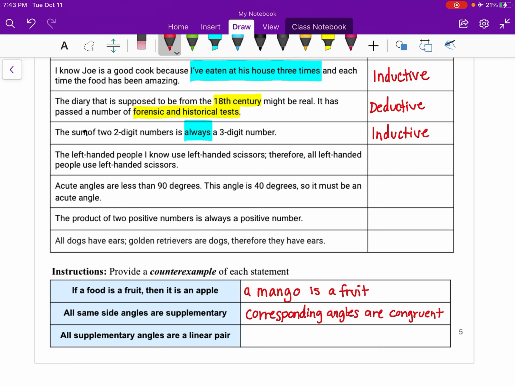So now that we've talked about proofs, we've talked about different types of logical statements, we've talked about inductive and deductive reasoning, and counterexamples, you are now fully prepared for proofs and logic. Thanks for watching.